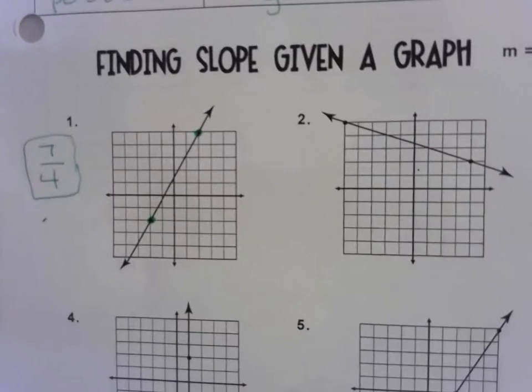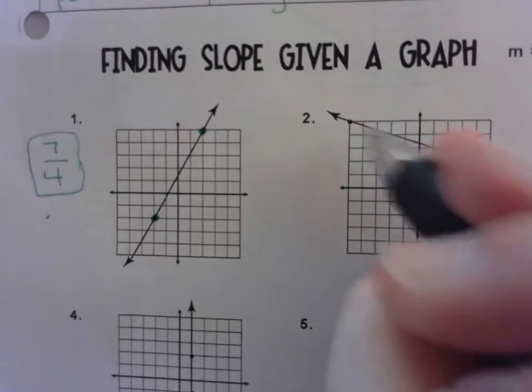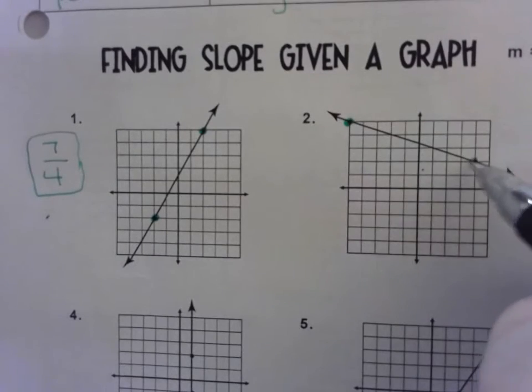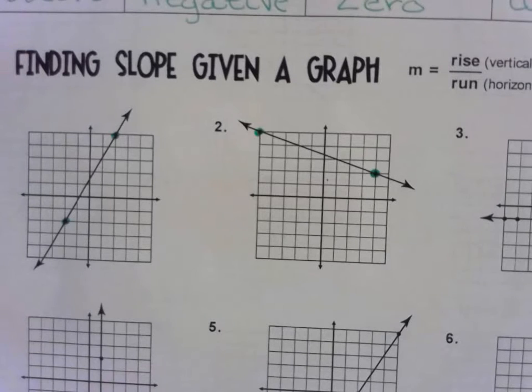Okay, let's look at 2 real quick. If I look at 2, look closely. We're going to pick 2 nice points, and they already have them marked for you. First of all, just by looking at number 2, I know it's going to be what type of slope? Negative, because it's going downhill. So use that to your advantage. If it's going downhill from left to right, it's a negative slope.